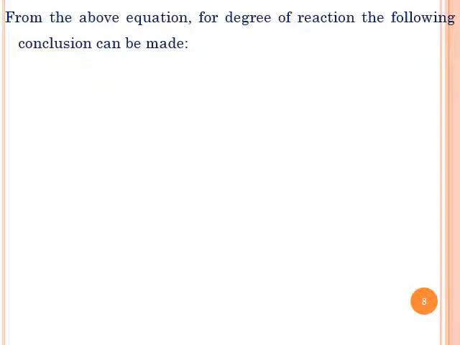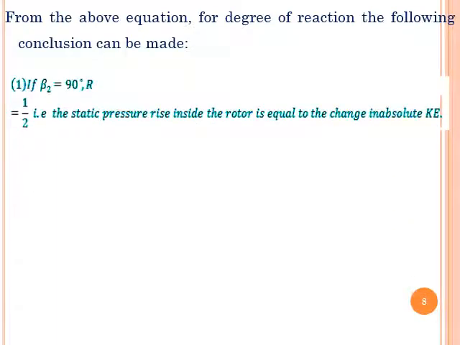So from the above equation of the degree of reaction, the following conclusions can be made. Now you substitute beta 2 is equal to 90 degree. The first case, beta 2 is equal to 90 degree. At that time R, the degree of reaction, is equal to half only. That means the static pressure rise inside the rotor is equal to the change in absolute kinetic energy. In case beta 2 is equal to 90 degree, the degree of reaction is 0.5, that is a 50% reaction turbo machine, that is the static pressure rise inside the rotor is equal to the change in absolute kinetic energy.